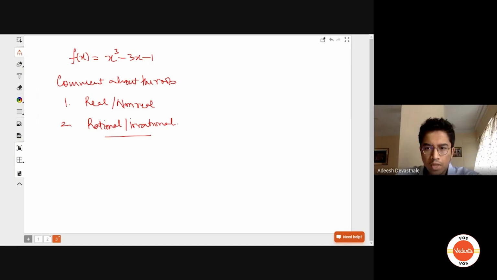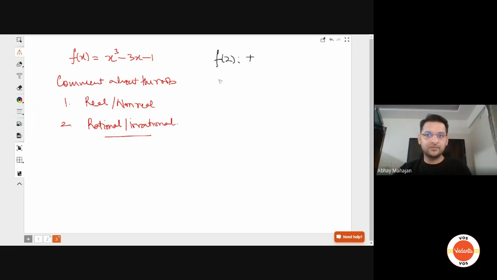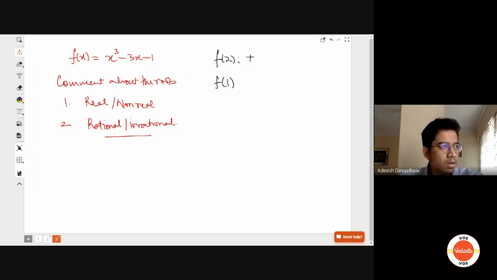Can I explain why? Yeah. Okay, so basically I am trying to use the intermediate value theorem. I plugged in some values, like f of 2. f of 2 is coming out to be positive, and f of 1 is coming out to be negative. So there has to exist a root between 1 and 2. Now I checked the values of f of 0 and f of minus 1. Again there is a sign change, so there has to be a root between them. And as I found 2 roots, and it's a cubic, all 3 are real.